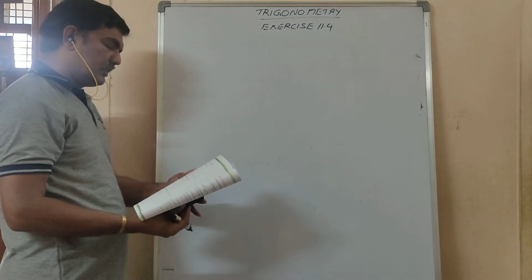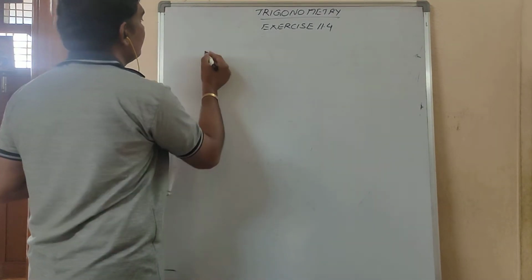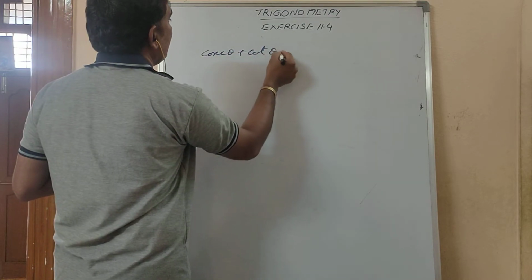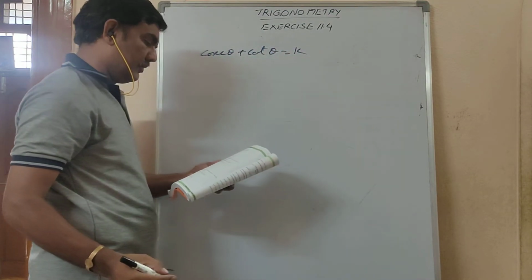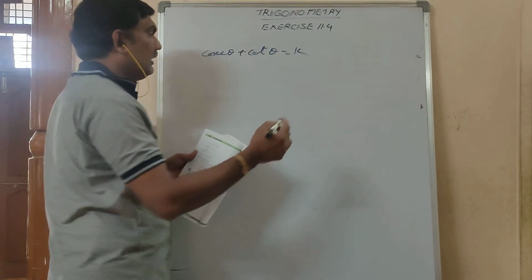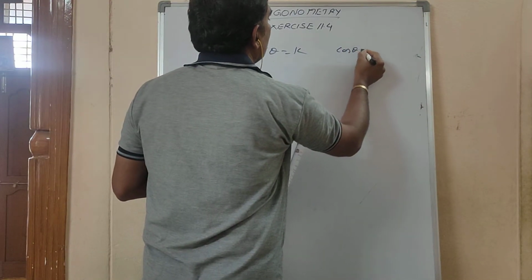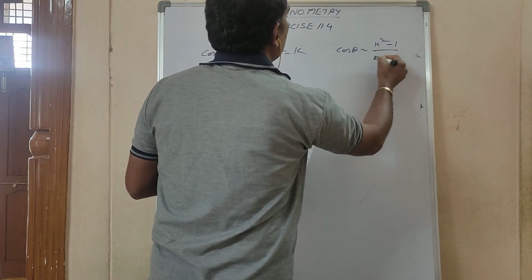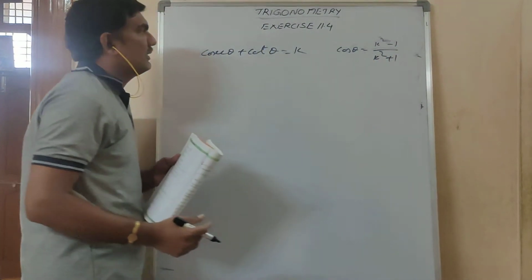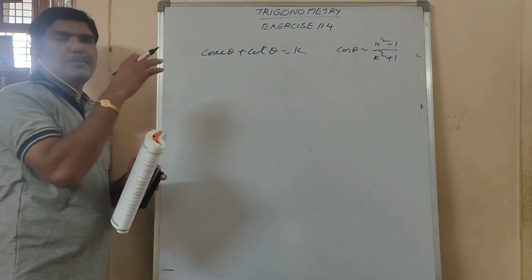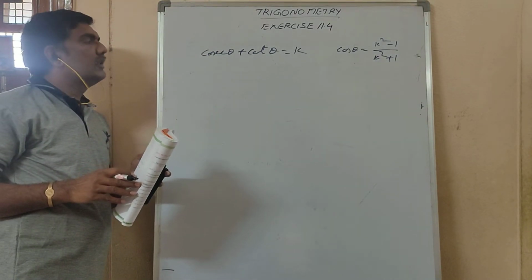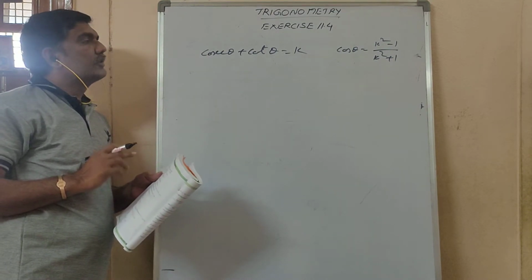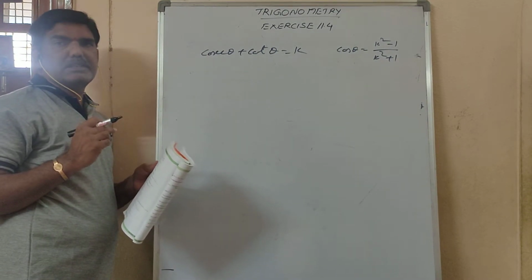If cosecant theta plus cot theta is equal to k, then prove that cos theta is equal to (k square minus 1) by (k square plus 1). It is one important problem. It is also a lengthy problem. Okay, so how you have to do it, we'll see.